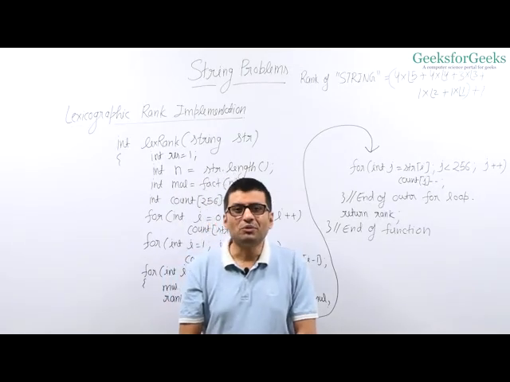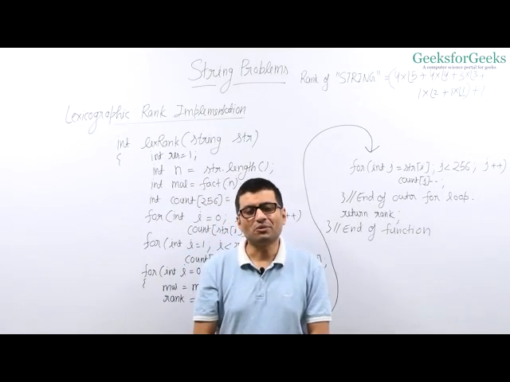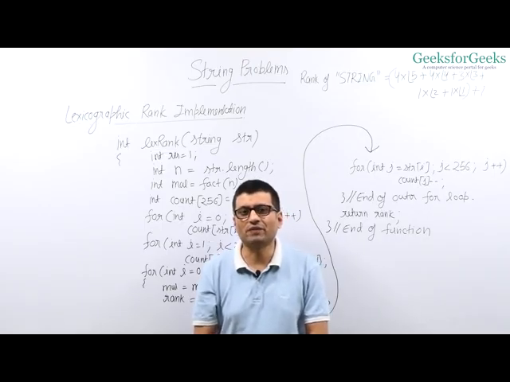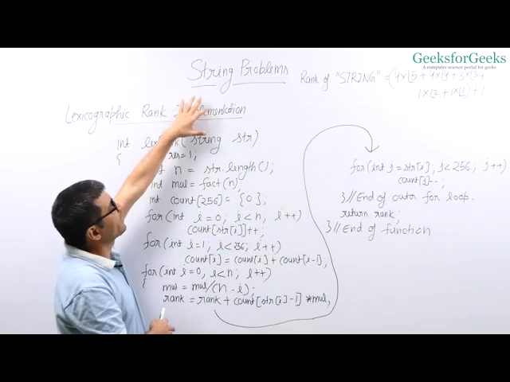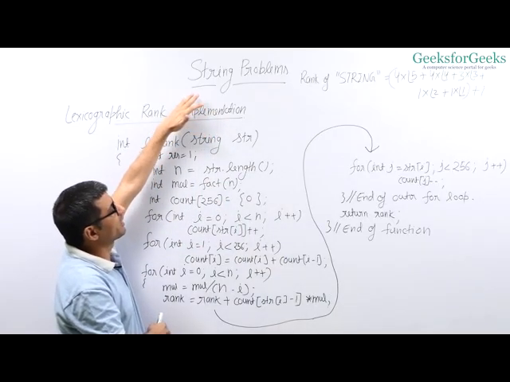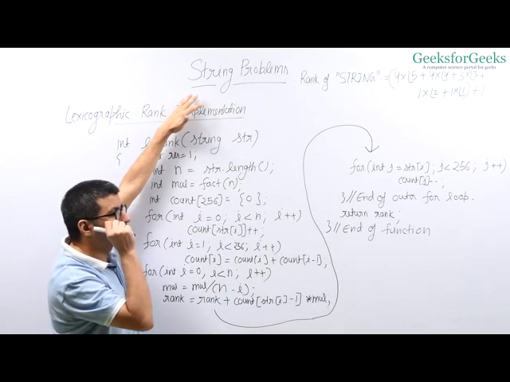In the previous video, we introduced a string data structure. We discussed some problems. In the end, we talked about the lexicographic rank problem. Let us take a look at the implementation of the lexicographic rank solution, which is big O of n.